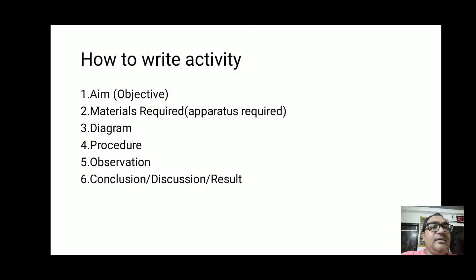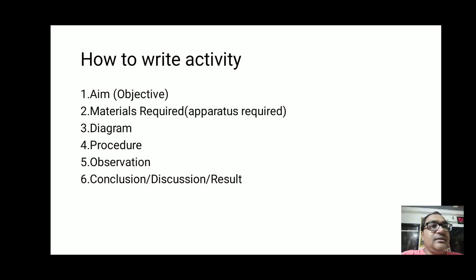So in the same way, you have to write the aim of the activity. Second point, you have to write the materials or apparatus required, and mention which apparatus is required for the particular activity. Then you have to draw the diagram for the activity. Then you should write the procedure steps. You can make your own procedure steps. Then you write the observation, and finally you should write the result. This way you mention the points one by one, and then you write the activity.